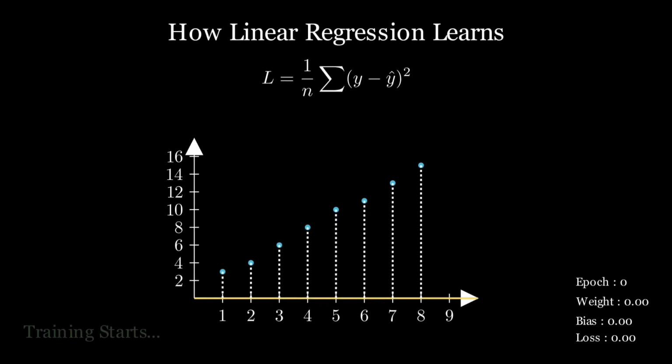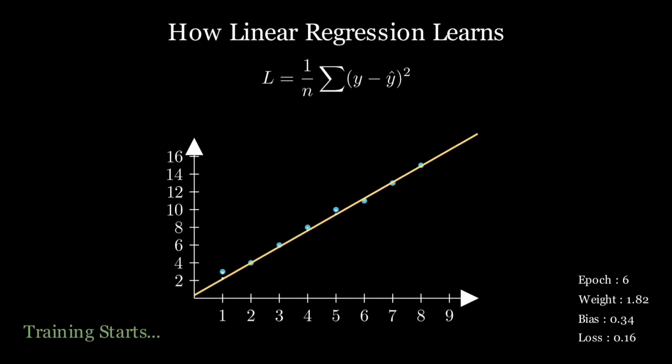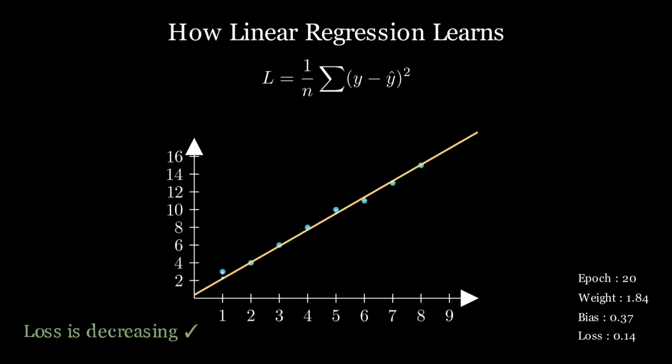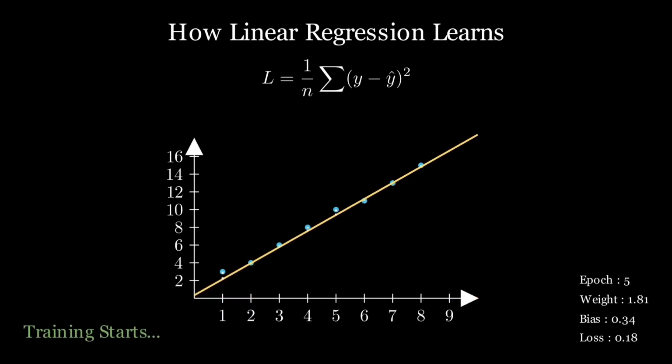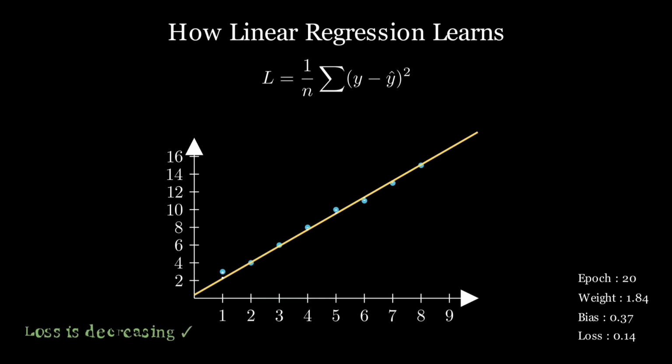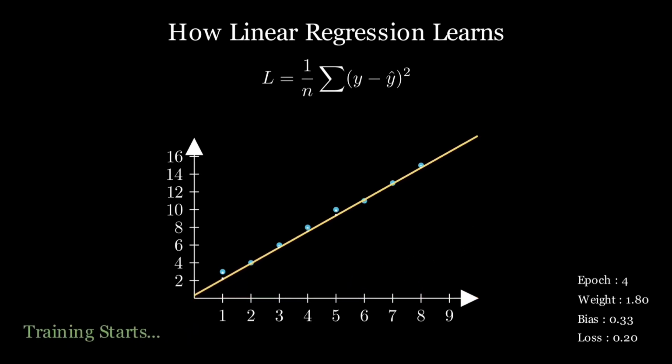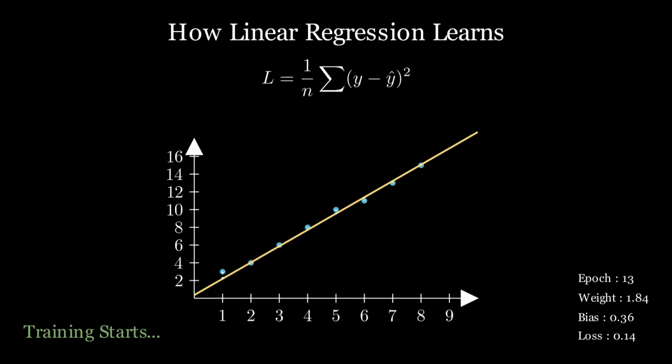At the beginning, the model has no knowledge of the data. The line starts with initial values for its weight and bias. During each training iteration, the model makes predictions. It then calculates the error and adjusts the weight and bias using gradient descent. Notice how the yellow line gradually moves toward the data points.